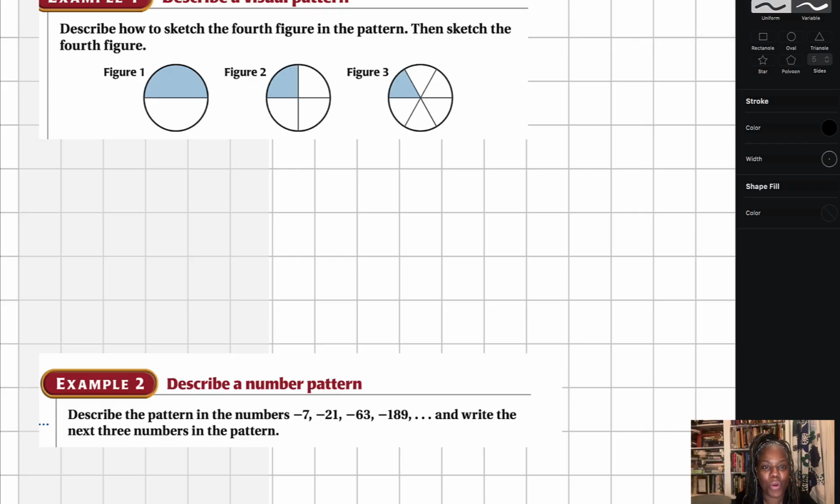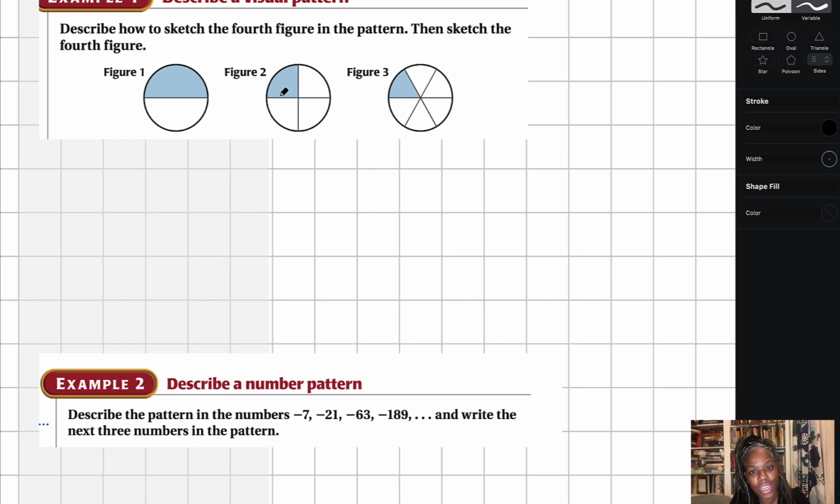Okay. So we are on to the examples. Let's look at example 1. You have it printed in your packet. It says describe how to sketch the fourth figure in the pattern and then sketch the fourth figure in the pattern. So what we're going to do is use inductive reasoning. We're going to look at the first figure, then the next one, and we're going to observe the differences and the changes. So one thing I'm seeing here is that there's 2. Here there's 4. So we went from 2 to 4 and to 6. We went from 2 pieces, or 2 cuts in the circle, or a circle cut into 2 pieces.